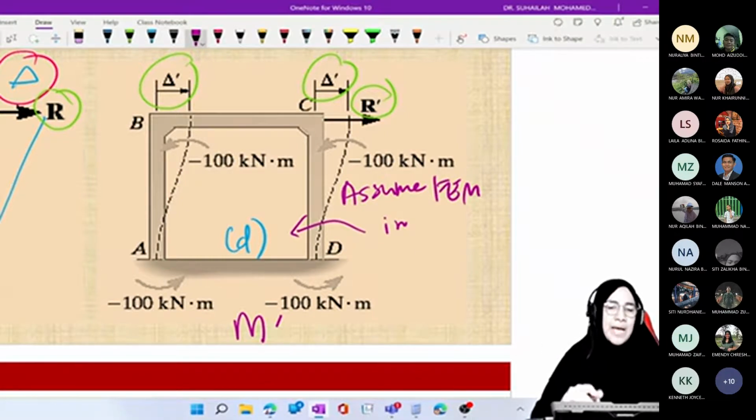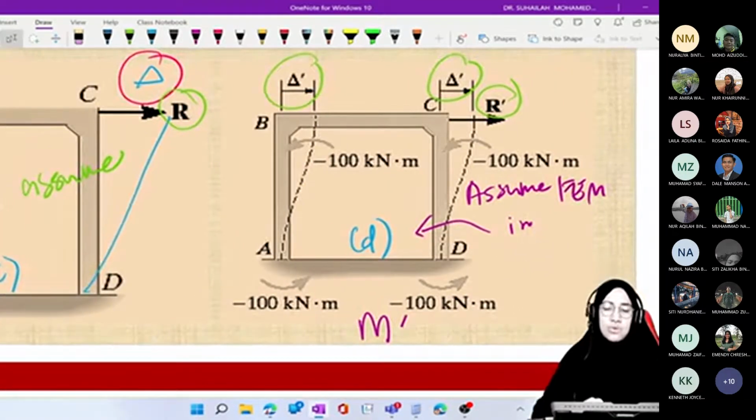Assume FEM in D. Again, we don't calculate delta value. We don't calculate delta prime, but we assume FEM. We assume FEM. So yang ni nampak simple. Semua nilai assumption tu 100 because the geometry is same.